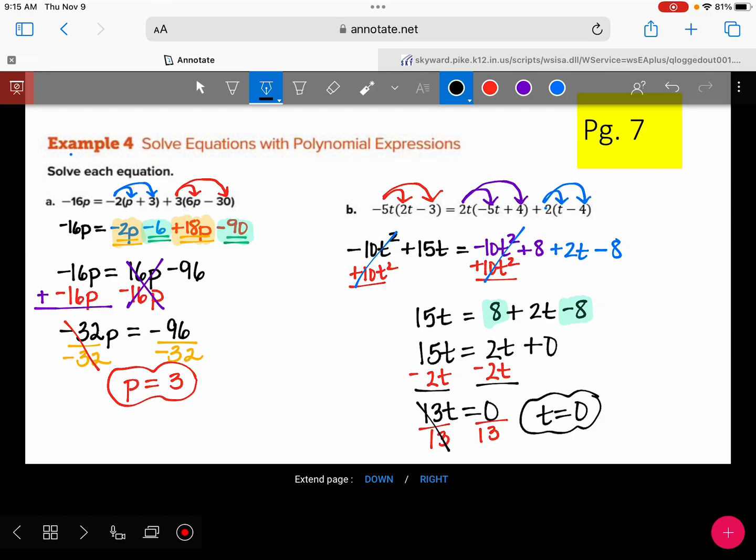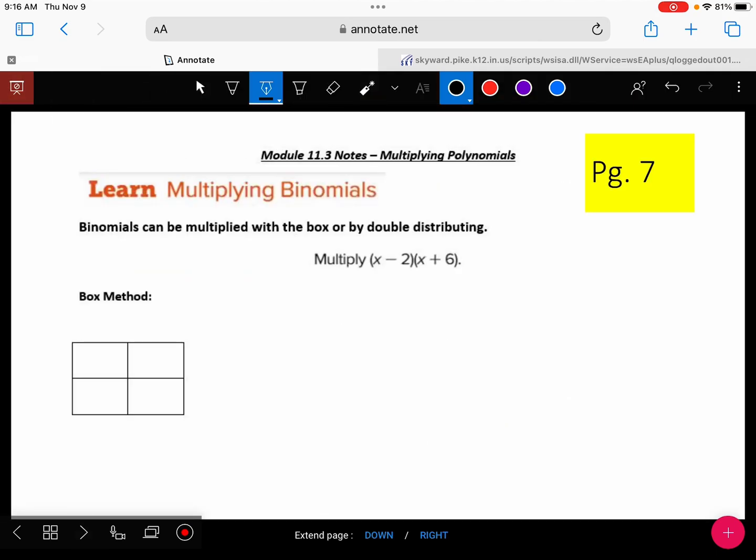All right, any questions about how we work through that? These two. So now you can finish the front side of homework 2. So now we're going to start working on the back side. All right, so let's go ahead and go to page 7 still.